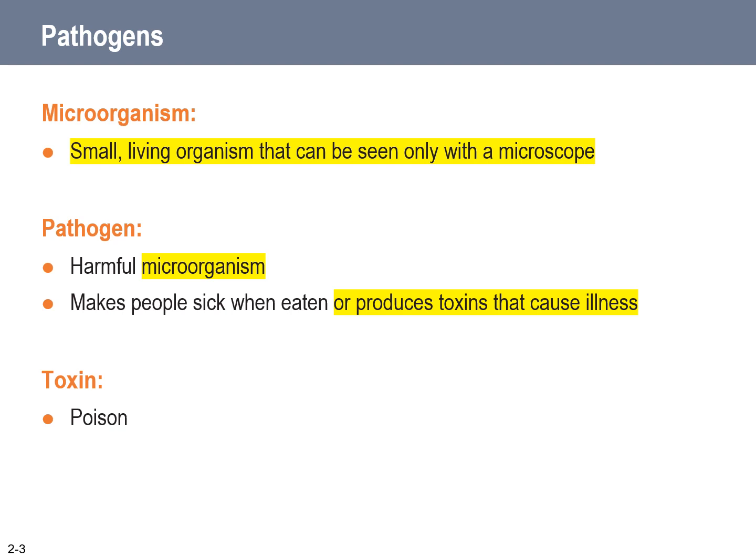It is a harmful microorganism, because there are good microorganisms and there are bad. These ones can get you sick. It makes people sick when eaten or produces toxins that can cause illness. So, for example, fish can have toxins in their body. However, when we eat them, we get sick because we are not fish. And what is a toxin? A toxin is a poison, and it can get you sick.